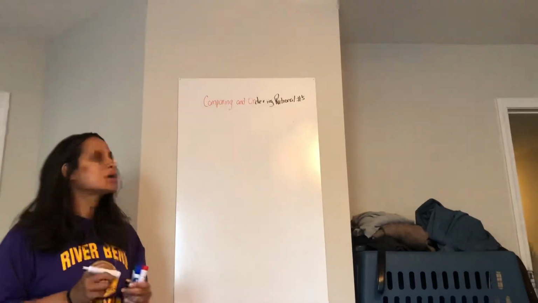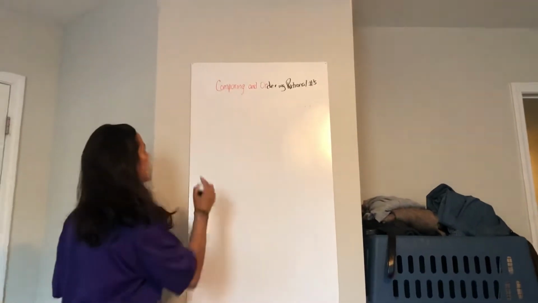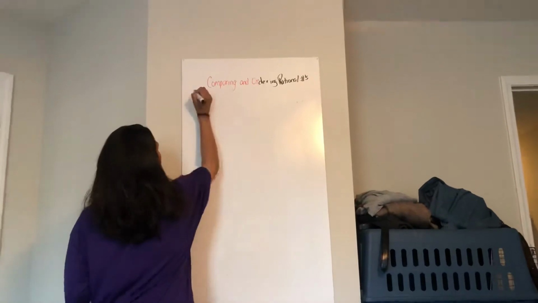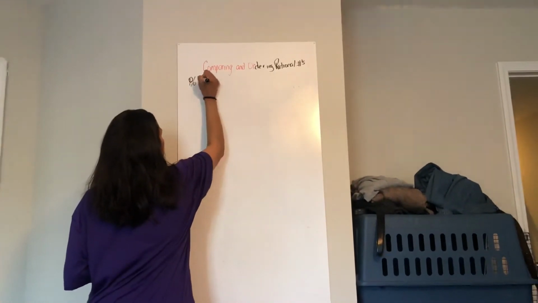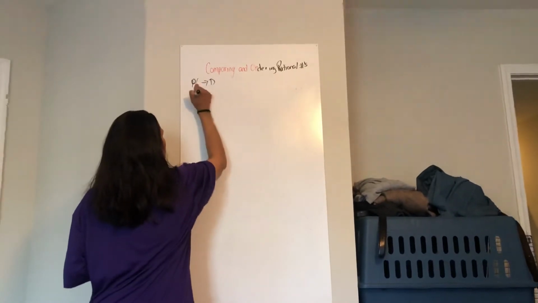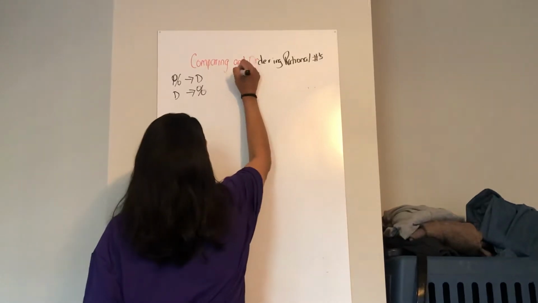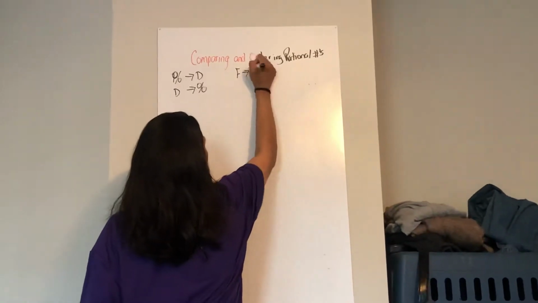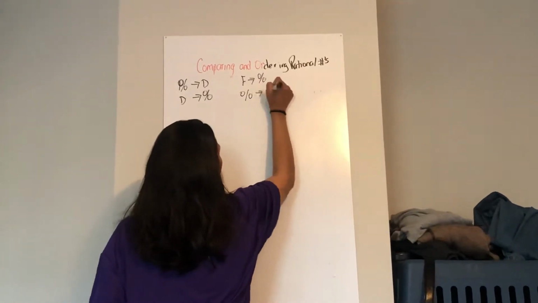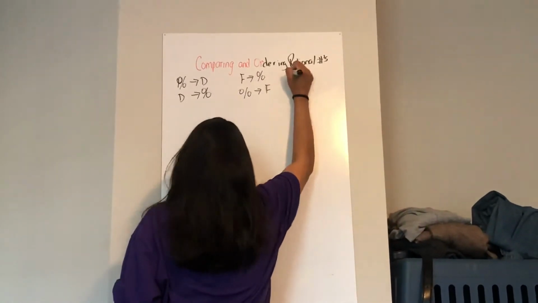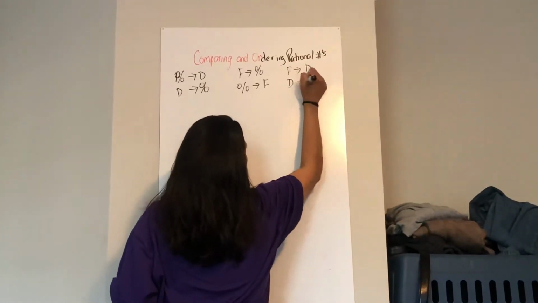So today we're going to talk about comparing and ordering rational numbers. Previously, we talked about changing rational numbers: percents to decimals, decimals to percents, fractions to percents, percents to fractions, fractions to decimals, and decimals to fractions.